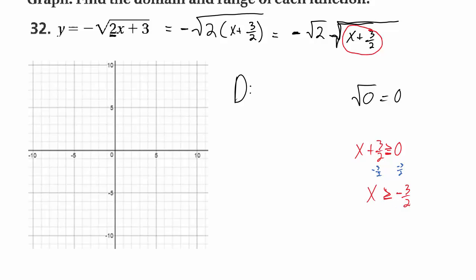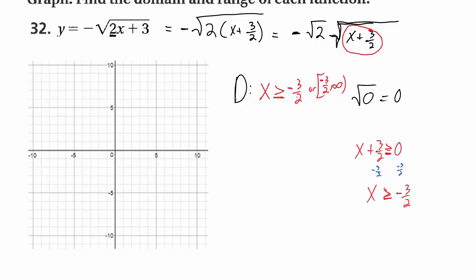So my domain is going to be all numbers that are bigger than or equal to negative 3/2. That's the inequality notation. Or you could write negative 3/2 to infinity. You could write it in interval notation that way. So either way that works.